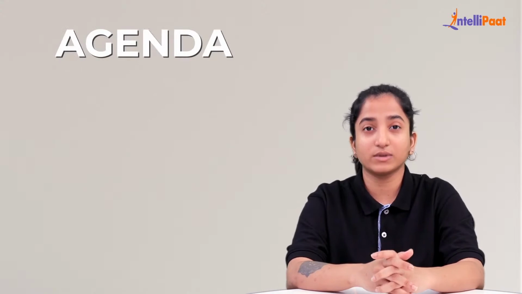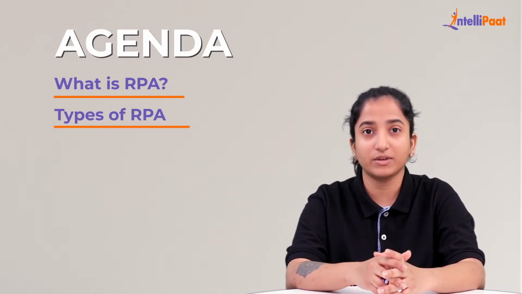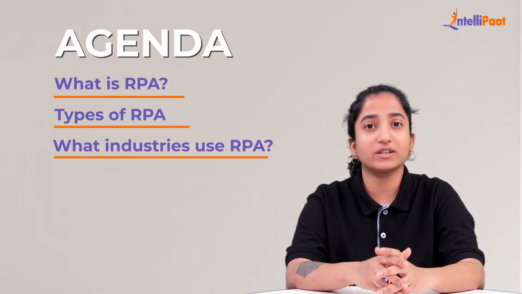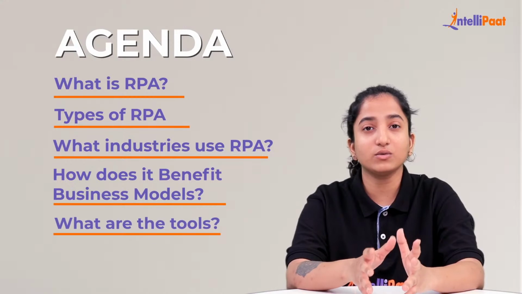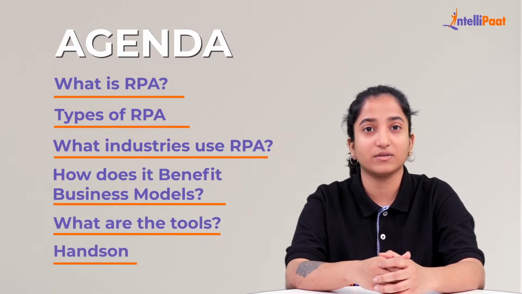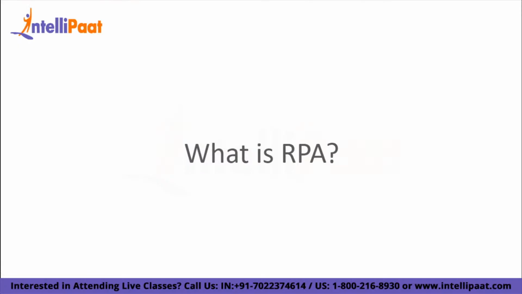Now let's take a look at the agenda. Firstly, we will see what is RPA. Then we will move on to the types of RPA. Then what industries use RPA? How does it benefit the business models? What are the tools? And lastly, a simple hands-on. So let's start with our first agenda, that is what is RPA.